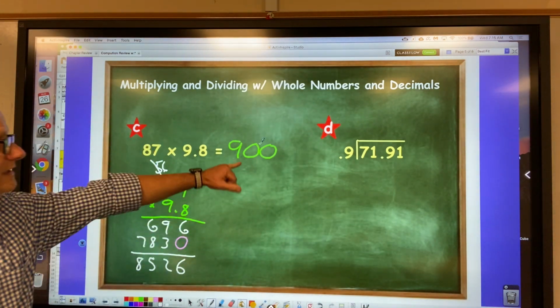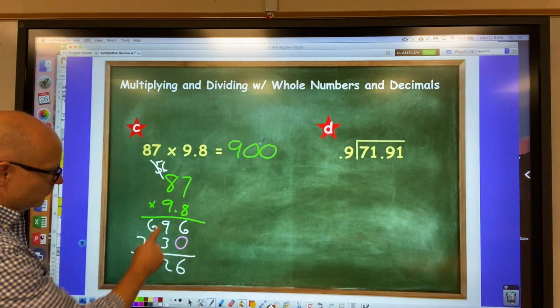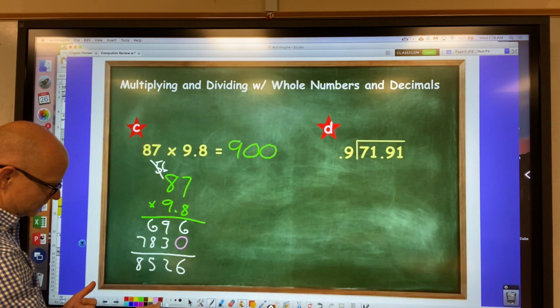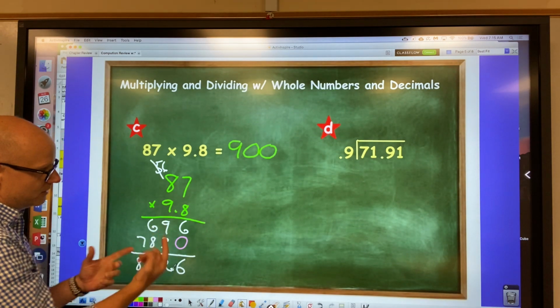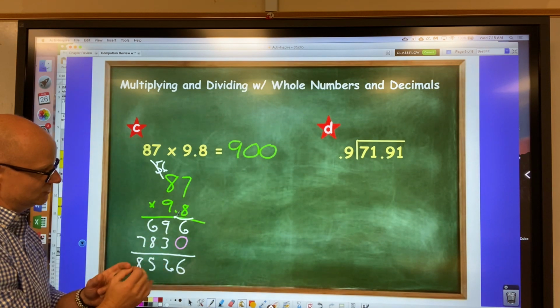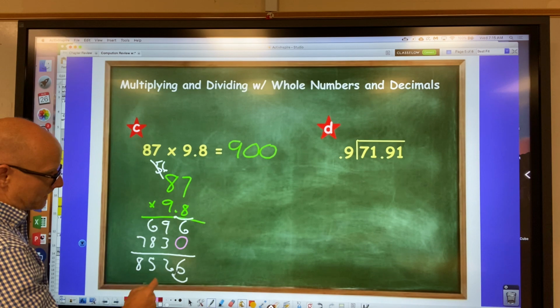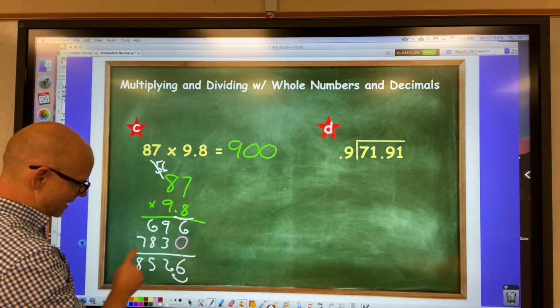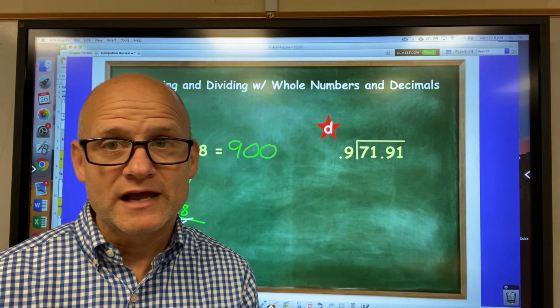So again, what did we expect? We expect close to or around 900. Well, where do we put the decimal in here to make the most sense? Well, the decimal should go here, right between the 2 and the 6. Another way of thinking about it is the decimal's been moved over one place or one digit in the factor, so you move it over one digit in the product. So my product is 852.6. That is around 900, okay?